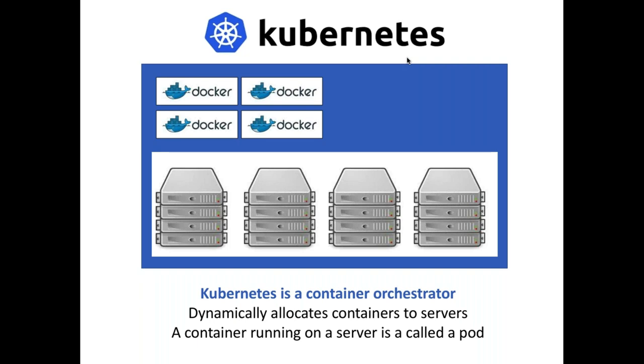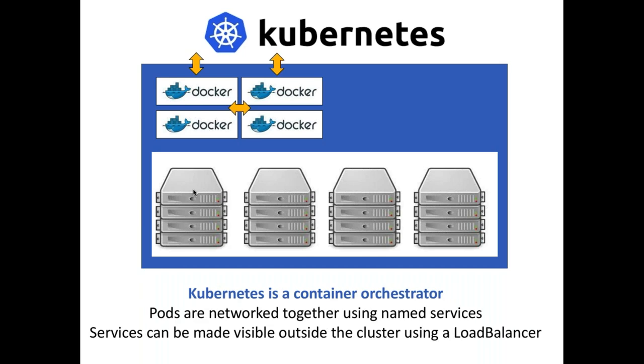So what you have is a set of servers typically running in the cloud. And so we have cloud servers running in the Eastern United States. And these containers are allocated to the servers dynamically. And a container running on a server is called a pod. Now, the container orchestrator will network all of the containers together using named services, and will then expose those containers to the public network using a load balancer. So when I connected to my Jupyter notebook, it basically connected to the load balancer, and a container was then automatically put onto a server to serve me.